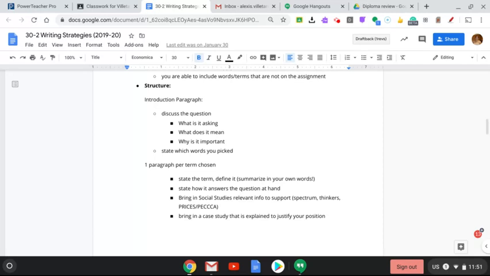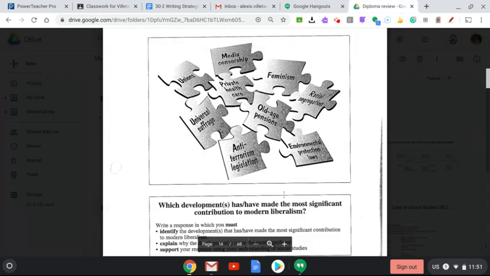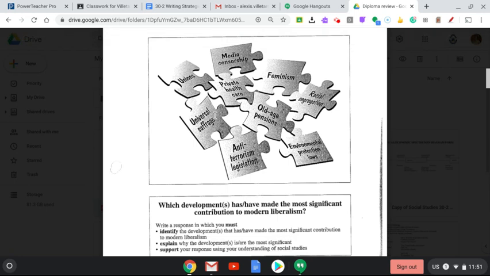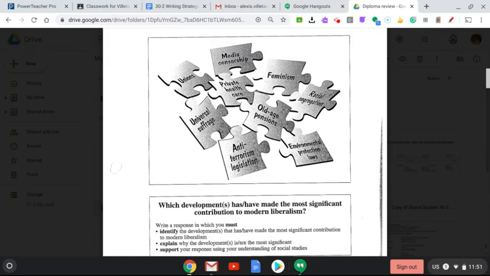So remember, as a quick review, always go to the question first. In your introduction, you are going to talk about what this question means, why it's important, what it's asking. Then you're going to pick 2 or 3 right terms that are trying to answer the question. Each of them will get their own paragraph in which you tell me what that term means, how it relates to the question or how it answers the question, and you're going to bring in an example to support it.